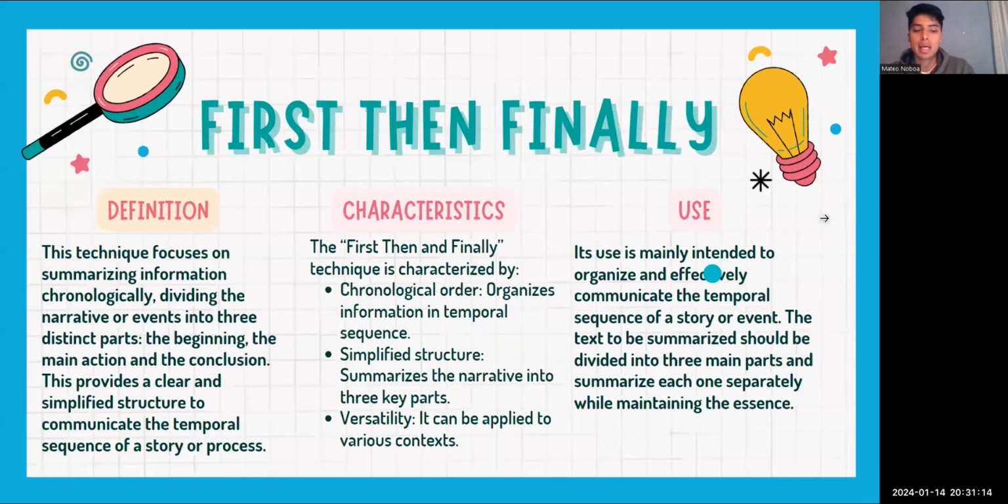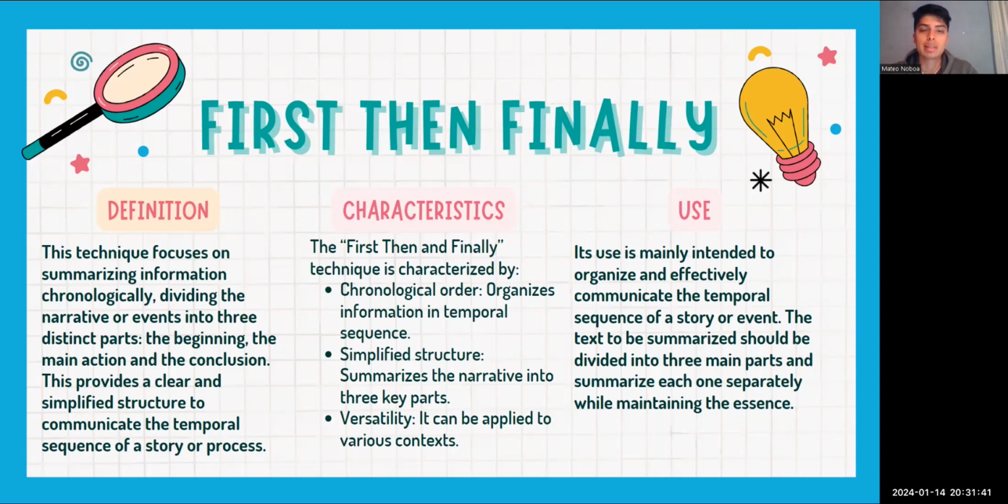Okay, the first methodology or strategy that I am talking about is called first, then, and finally. The definition of this strategy is simple. This technique focuses on summarizing information chronologically, dividing the narrative or events into three distinct parts: the beginning, the main action, and the conclusion.